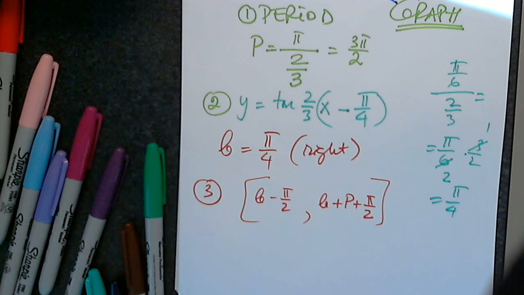Now the viewing window. So I have b, which is pi over 4, minus pi over 2, and x maximum, b plus pi over 2. So b is pi over 4. Pi over 4 plus pi over 2 is 3 pi over 4.